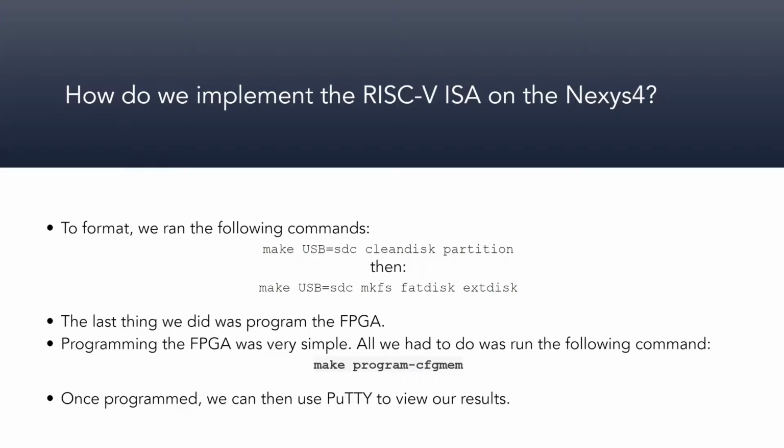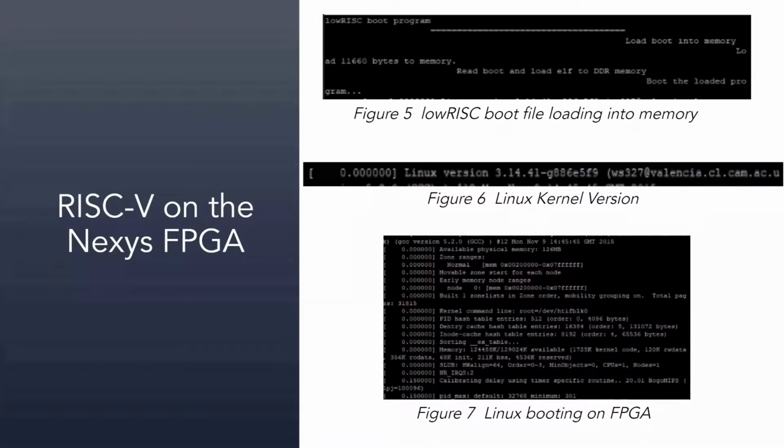Once programmed, we can then use PuTTY to view our results. And you can see in PuTTY on the top, it shows that it loaded the RISC-V architecture onto the FPGA, and it's booting Linux kernel version 3.14.41, and then you can see it booting.